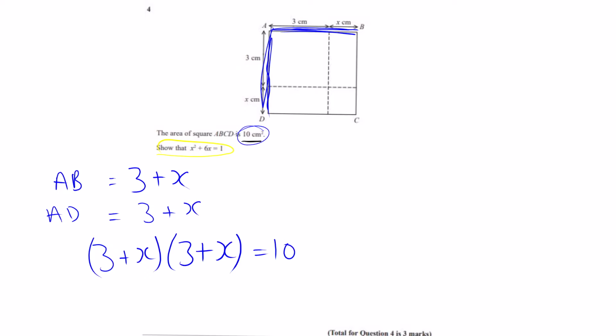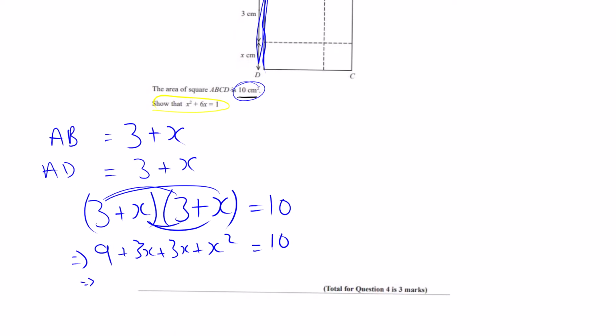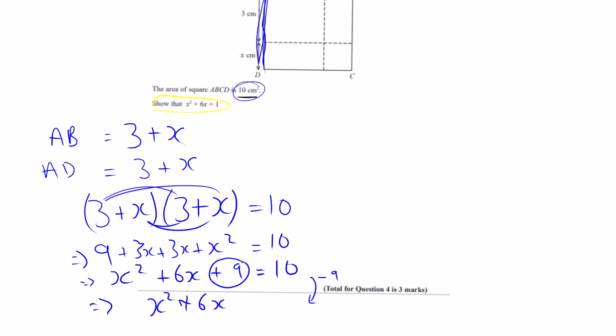Let's expand these brackets. So that's going to give us 9 plus 3x plus 3x plus x squared, which is equal to 10. If we just tidy that up a little, then we can say that x squared plus 6x plus 9 equals 10. And let's subtract this plus 9. So we're going to have x squared plus 6x. The plus 9 goes. 10 take away 9 is 1.